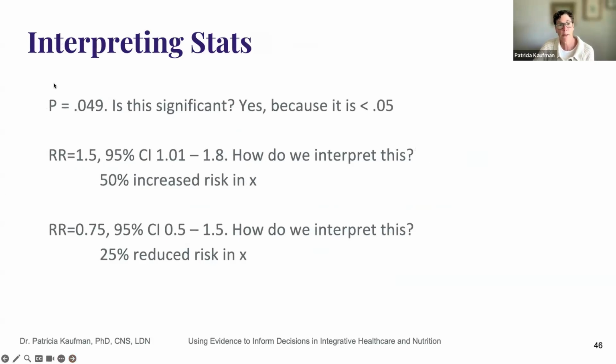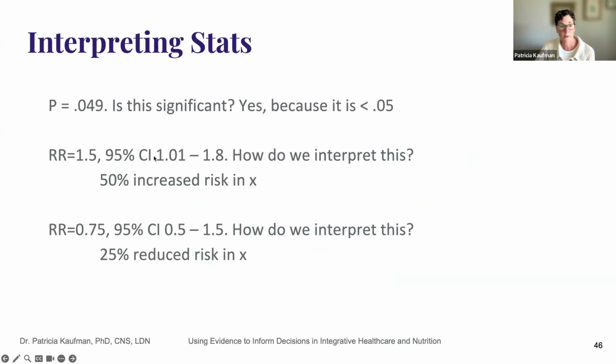So if we look at it interpreted in stats, a p-value equal to 0.049 is significant. Why? Because it's less than 0.05. And this is assuming that the researchers set, and you'll find this in the methodology section, what they set the p-value to. So in this case, let's say that the p-value was set to less than 0.05. This would be significant.